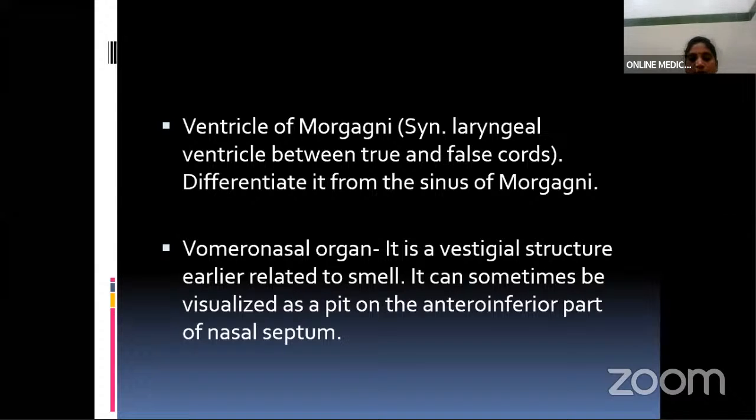Okay. So vomeronasal organ, it is a vestigial structure related to the smell. Sometimes in humans, some normal patients will be having a small pit. This is a remnant of vomeronasal organ, which is present in the anterior inferior part of the nasal septum. So while doing diagnostic nasal endoscopy, sometimes they may come across the vomeronasal organ pit.